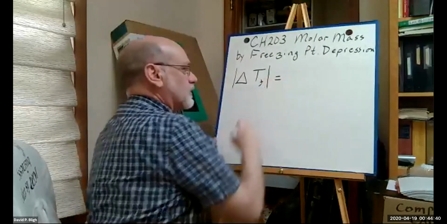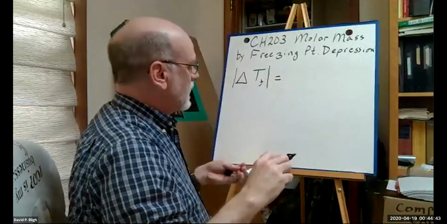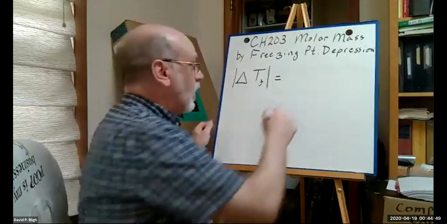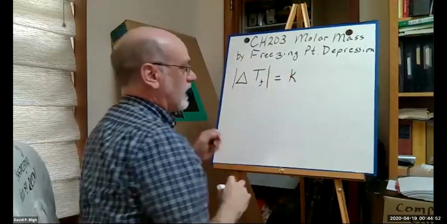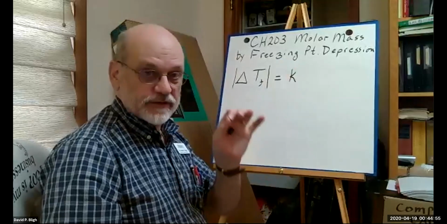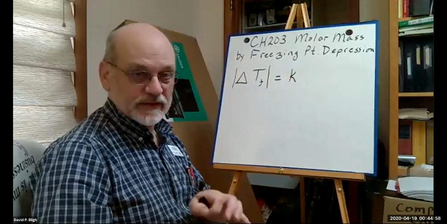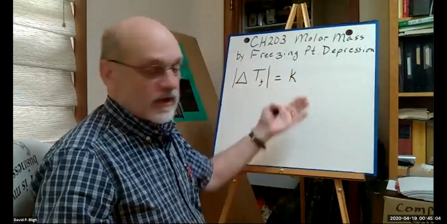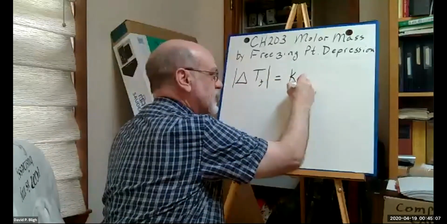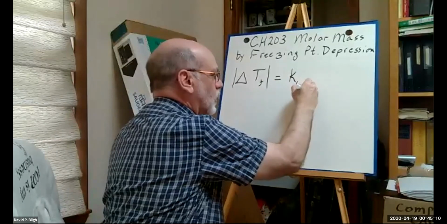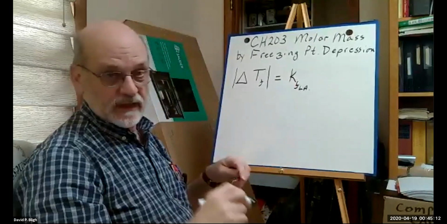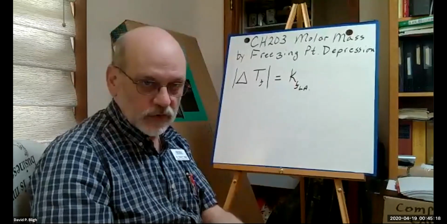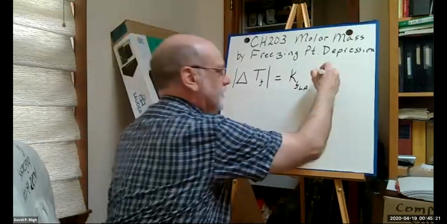Now that's going to be equal to a product. And the product is one constant, right? That constant is constant for the solvent. So lauric acid will have a value associated with freezing point and a calculation of depression. Right? So this is the constant for freezing point for lauric acid. Right? The other factor that we multiply by that is the concentration of the solute, benzoic acid.